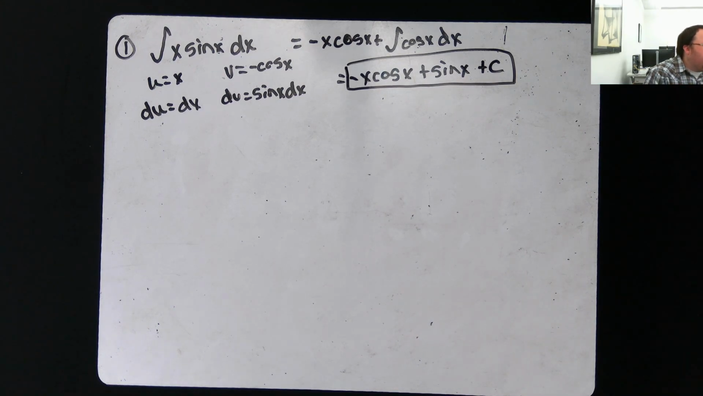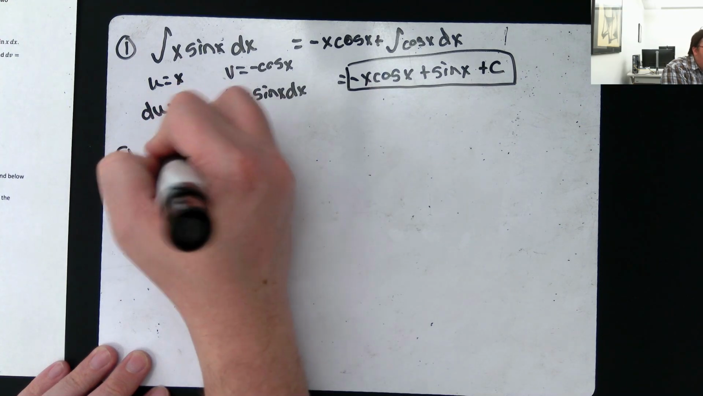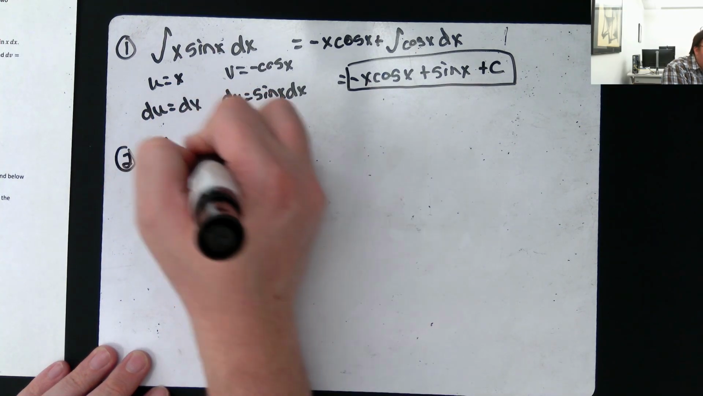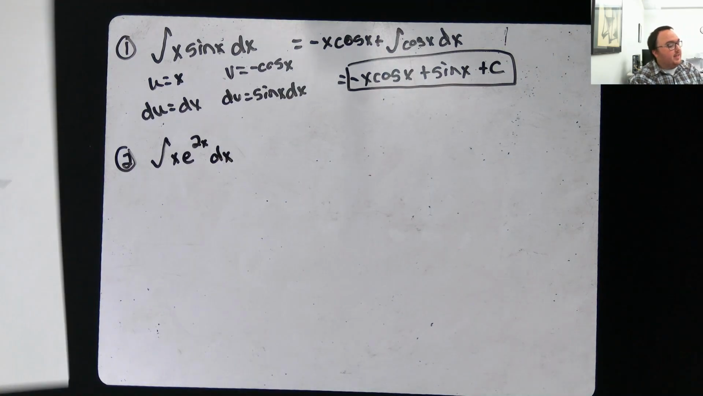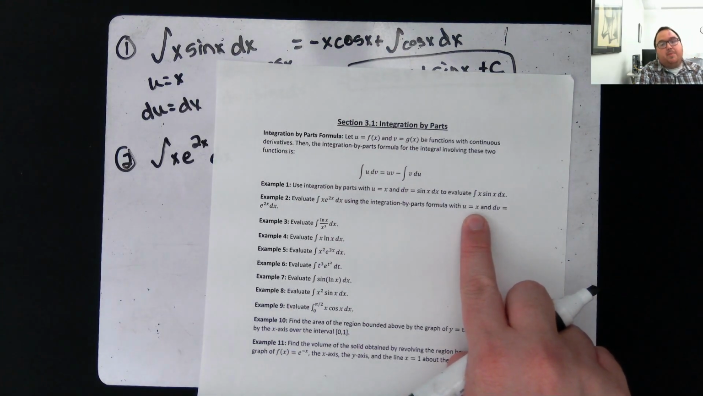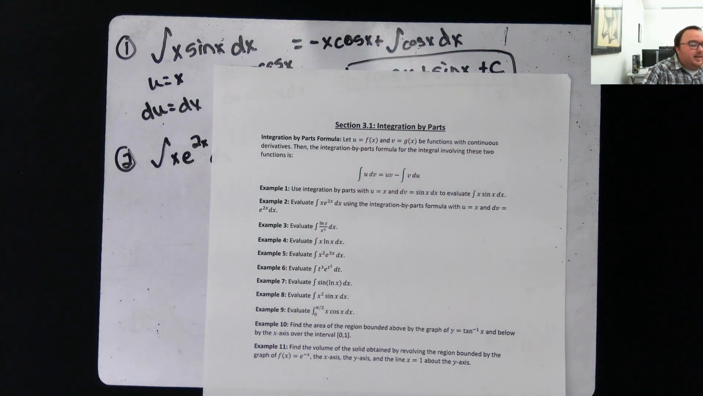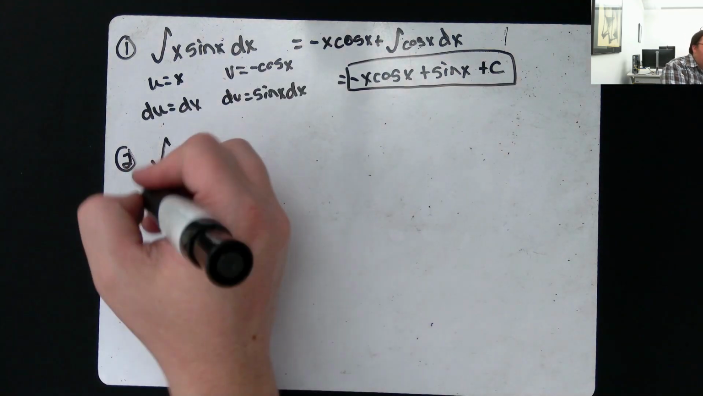Example number 2 is kind of the same. They want us to evaluate the integral of x e to the 2x dx, but once again, they tell us what I want to use. So I'm going to let u be equal to x, and I'm going to let dv be equal to e to the 2x dx. Let's think about why I want to do that.